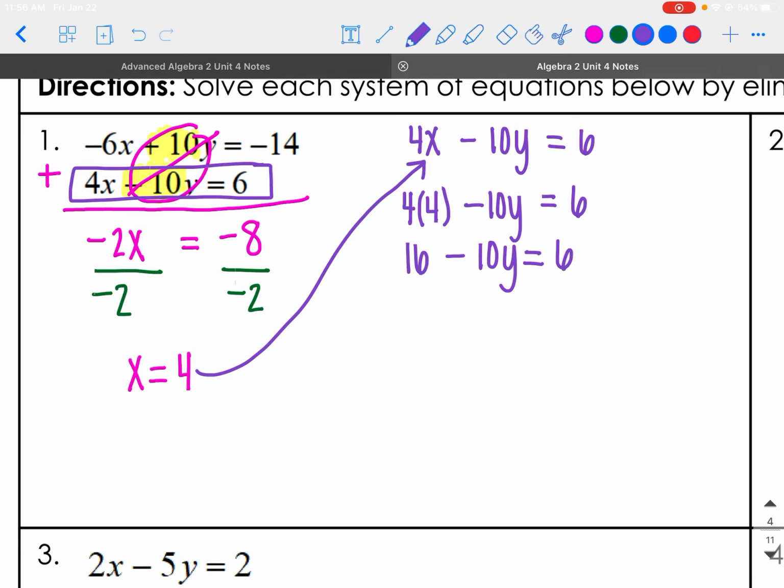And so then I want to subtract 16 from both sides. That gives me negative 10y equals negative 10. And so then when I divide both sides by negative 10, we get y equals 1. So my solution is the point (4, 1).